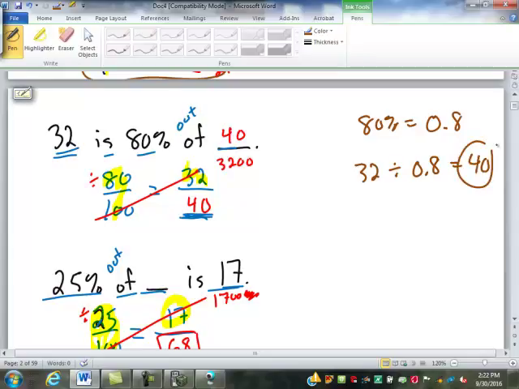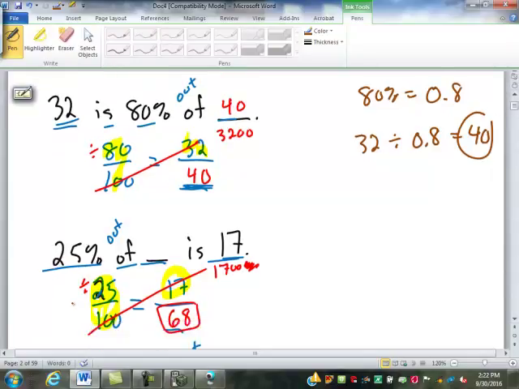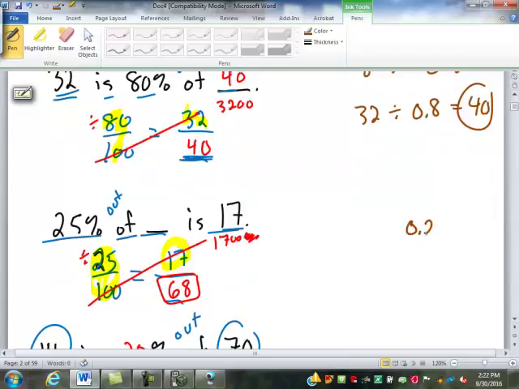So if I'm going to use that rate method, I have to be able to look at the problem and decide, do I multiply or do I divide? What am I going to do with this next one down here? 25% is 0.25. Is it going to be 17 times or divided by? Careful. Divided by. To the 68. So when we have that rate method, you have to be able to look at the problem and decide, am I dividing by the rate or am I multiplying by the rate?